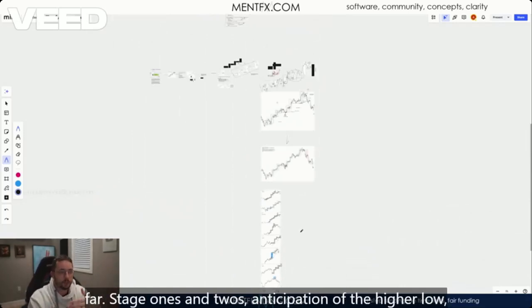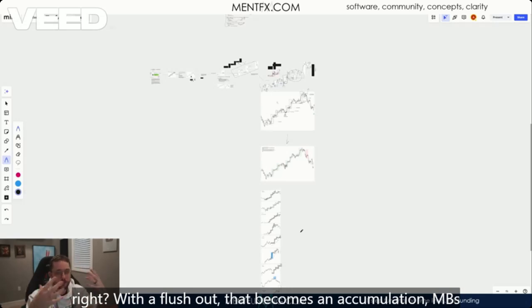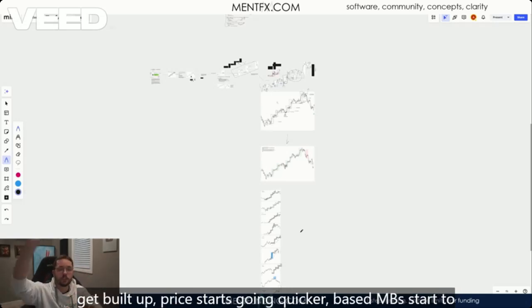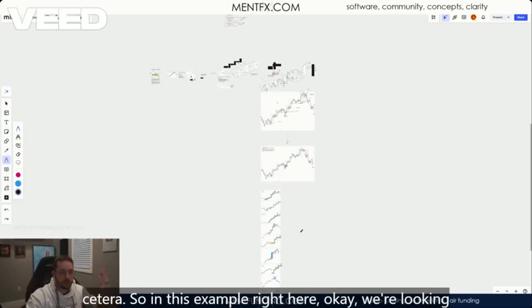Stage ones and twos, anticipation of the higher low, right? With a flush out, that becomes an accumulation. MBs get built up, price starts going quicker. Based MBs start to form. Stage one, stage two, stage one, stage twos, etc.